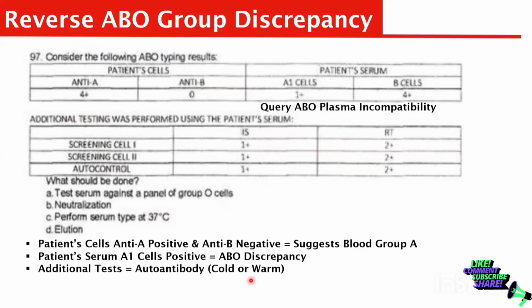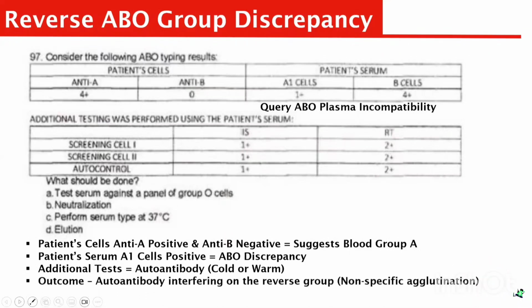Now, why did I say cold or warm? I said cold because this is room temperature, okay, and it is stronger. Then warm, this is also 37. So what is really going on here? It can be suggested that there can be an auto-antibody. In fact, this is important that we note, okay? Now, let's continue before we get into that.